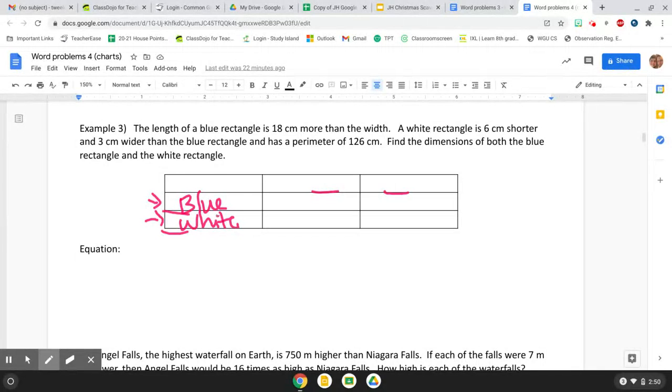The topics they gave you information about are two different parts of this rectangle. If you think about it, you will see that the blue rectangle has 18 centimeters more than the width. The white rectangle is 6 centimeters shorter, 3 centimeters wider. Okay, we're dealing with length and width, right? So those are going to be our two headers here. And the more you do these, the easier this part is going to become. I know it's probably a little overwhelming right now.